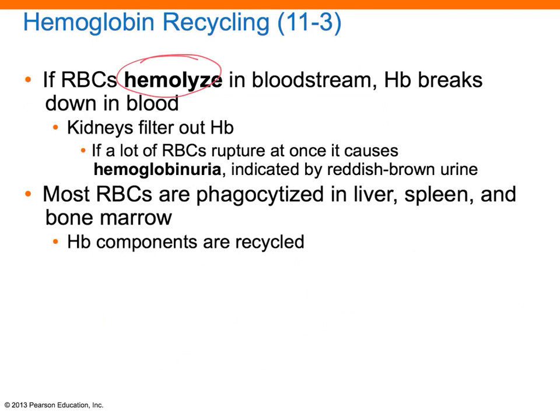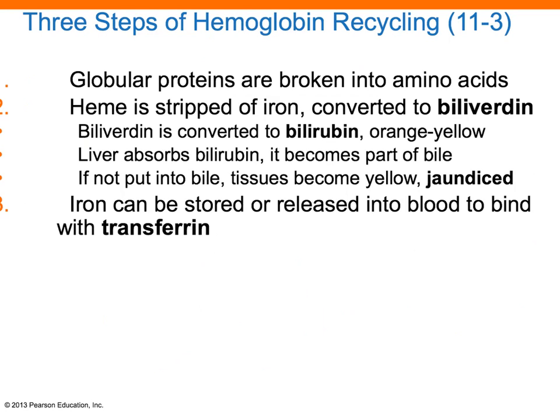Next, we're going to talk about the 3 steps to recycling the hemoglobin. Once a red blood cell is engulfed, each component of the hemoglobin molecule has a different fate. Of course, you would remember that the hemoglobin molecule is made up of globular proteins. Those globular proteins are broken down into amino acids, which are the building blocks for other proteins, so those are simply used later on in some other process in building protein.